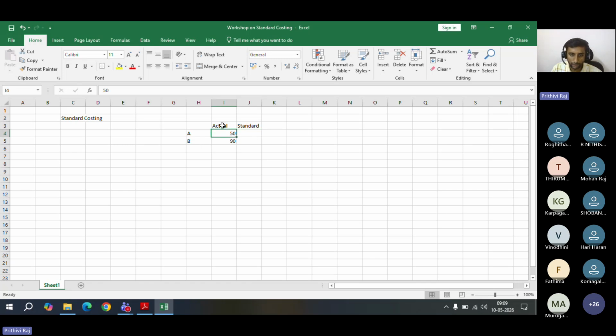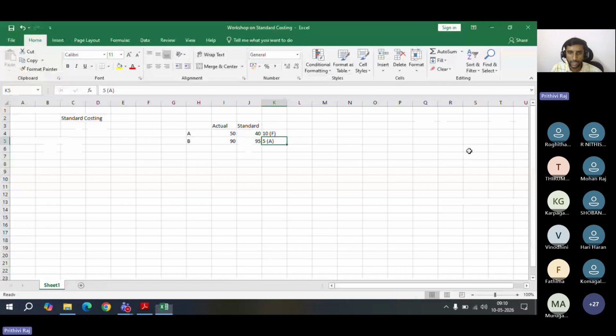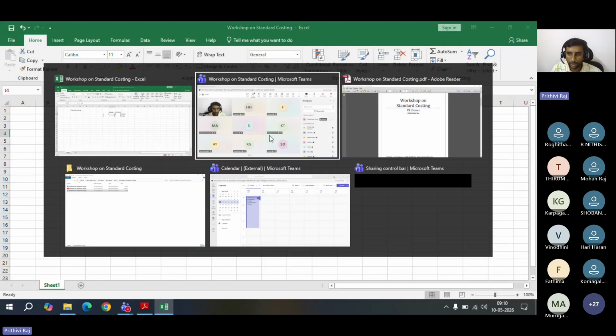If you compare A and B, you will say B is the better performing student. But actually A got 50 while A's standard is 40. A used to get 40 but got 50, so A is favorable. B used to get 95 but got 90, so now he is 5 adverse. In standard costing, we don't put minus or plus; plus means favorable, minus means adverse. The ultimate purpose of this topic is to compare your own performance, this material performance or this labor performance, with its own standard and see whether it is favorable or adverse.